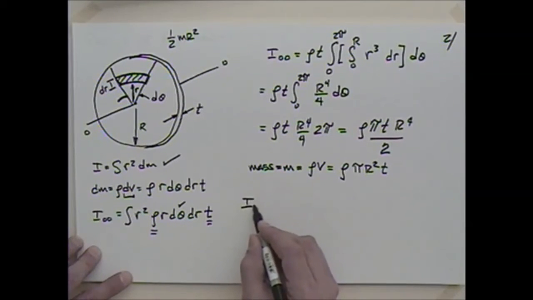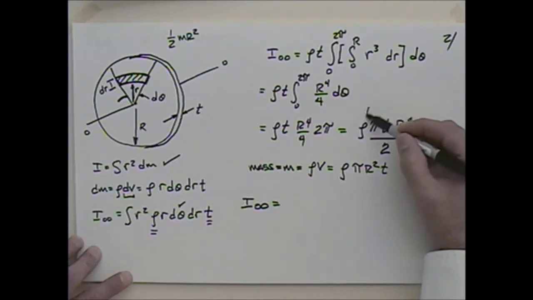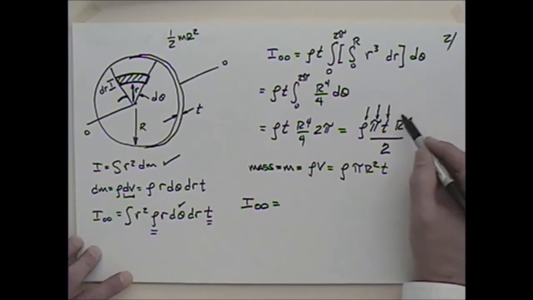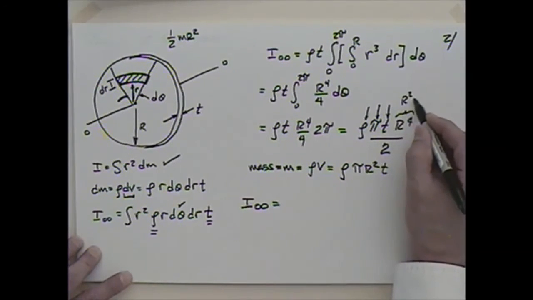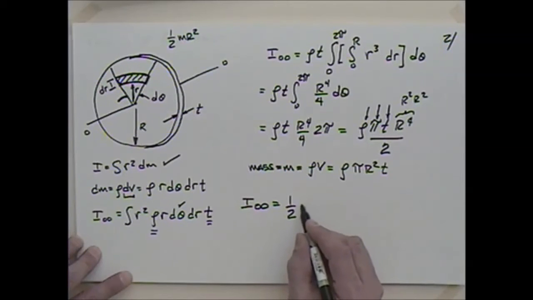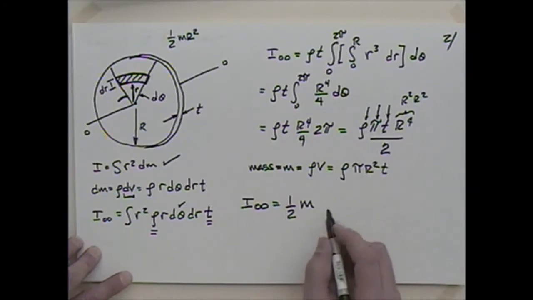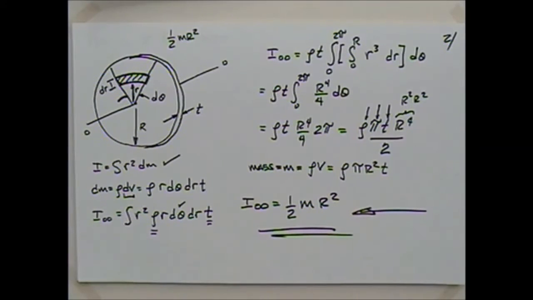And doing that, I could say then that I about OO is equal to, let's see, there's one right there, there's one right there, there's that. And of course, we could say that this r to the 4th would be r squared times r squared, wouldn't it? So I could say then that we have 1/2 times the mass. That takes care of everything else except for the r squared. So that'd be our answer there. Questions with that?